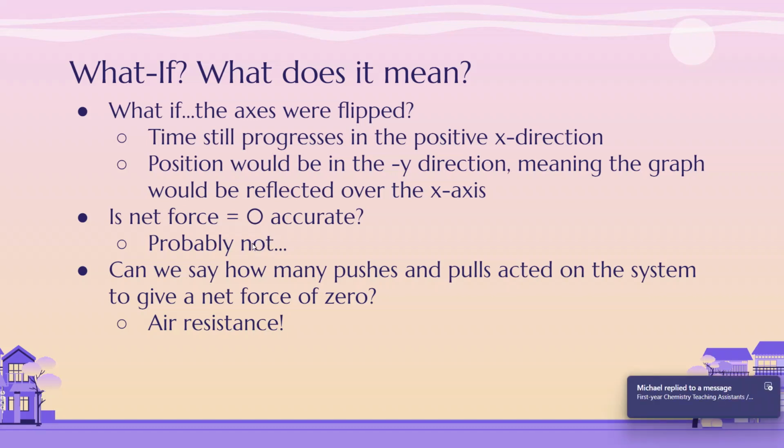This leads into the next question, which is, can we say how many pushes and pulls acted on the system to give a net force of 0? No. Each individual air molecule and each individual molecule on the track can resist motion, meaning that there are way too many pushes and pulls that contribute to a theoretical net force of 0 to give a quantifiable answer.